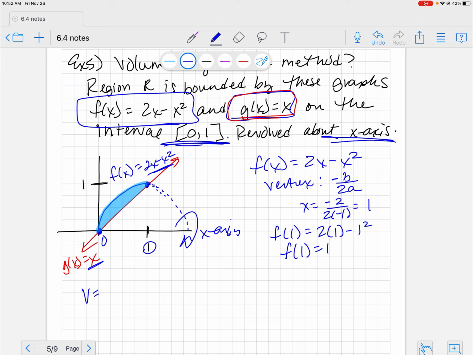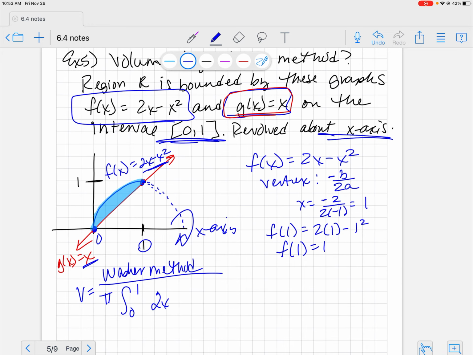So my volume here, washer disc method, is going to be pi r squared. So I've got pi from 0 to 1. My radius here is going to be my top function minus the bottom function. Remember that? That washer disc method, we're taking it from the previous section into this one. So for that washer disc method, pi r squared, my radius is the top, so 2x minus x squared, minus my bottom, which is just x squared dx.